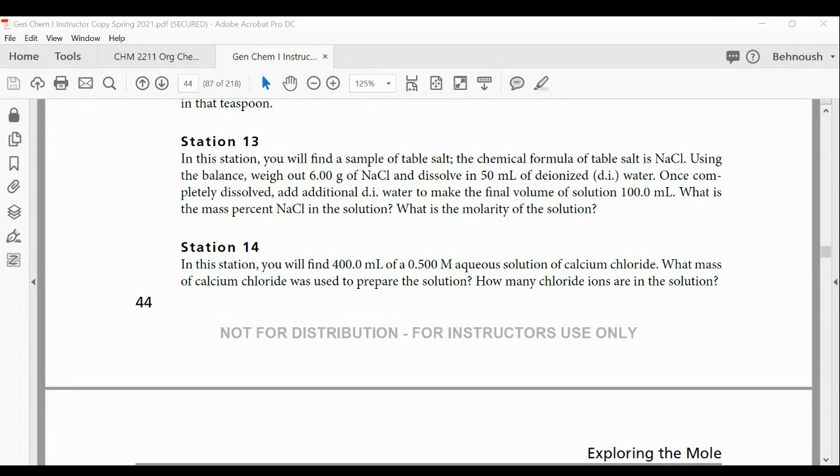Good questions. Okay, question number 14 that was asked. You have 400 milliliters of 0.5 molar aqueous solution of calcium chloride. So what would be the first step? You're asked to find the mass of the solute.